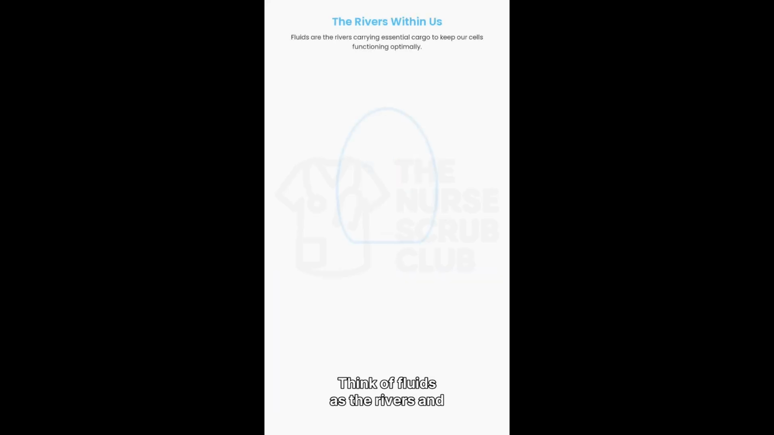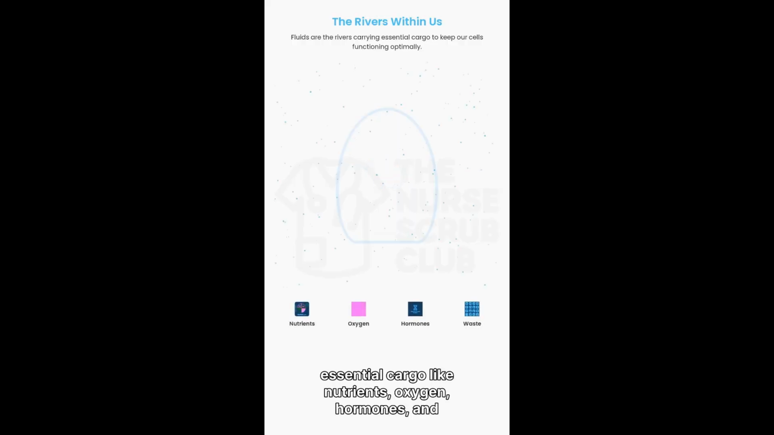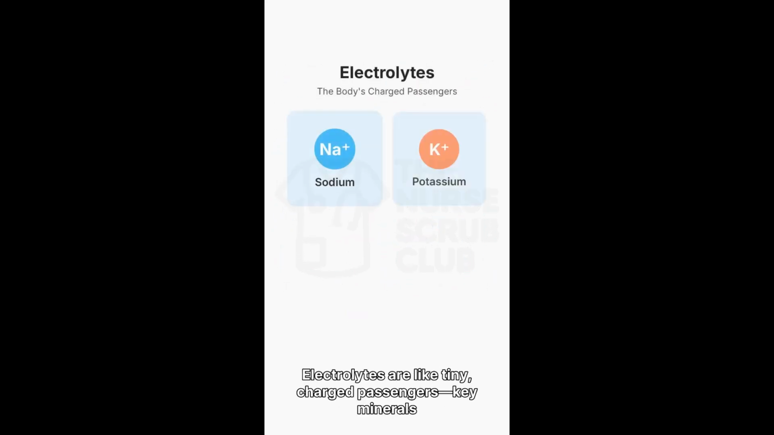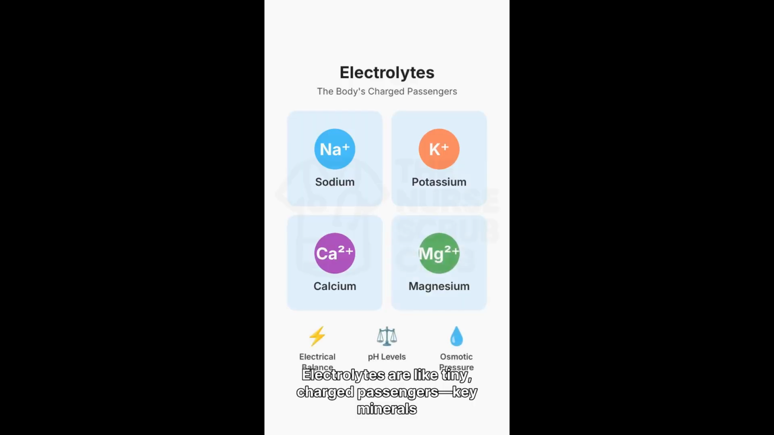Think of fluids as the rivers and oceans within us, constantly moving and carrying essential cargo like nutrients, oxygen, hormones, and waste products to keep our cells functioning optimally. Electrolytes are like tiny charged passengers, key minerals such as sodium, potassium, calcium, and magnesium that help maintain electrical balance, pH levels, and osmotic pressure throughout the body.